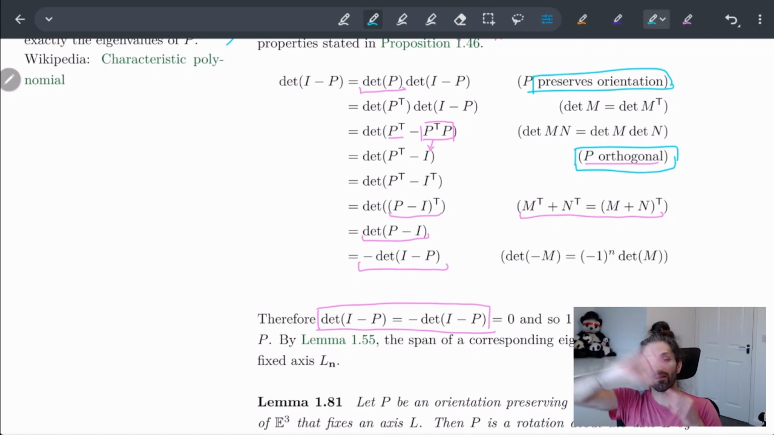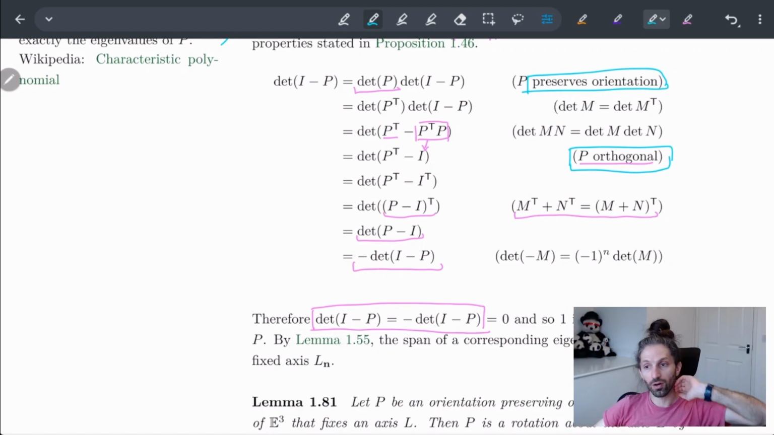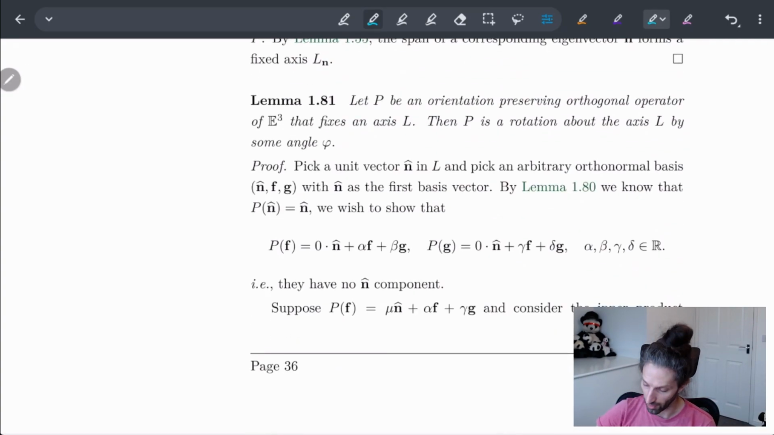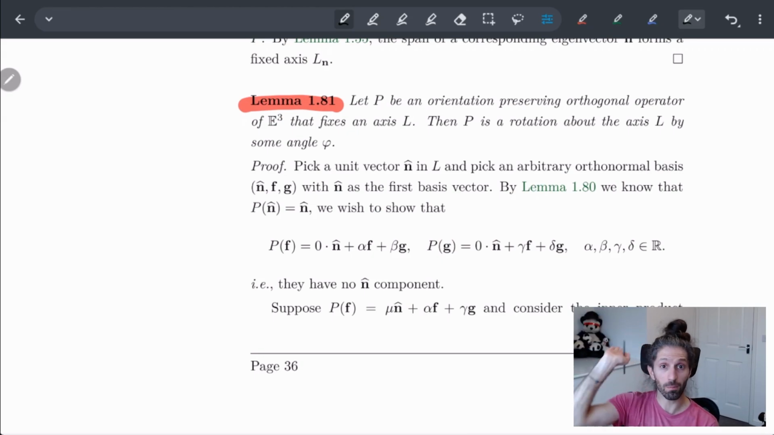All right, so we have an axis of rotation. We're happy. Now we're going to look at the angle. How do we figure out the angle? So that's what lemma 181 is about. So how do we figure out this angle? It's saying that if I start off with P, an orientation preserving orthogonal operator that fixes an axis L, the previous lemma says this L must exist, right? We look at the eigenvector whose eigenvalue is 1. Then P is a rotation about axis L by some angle phi. So that's what we're going to show.